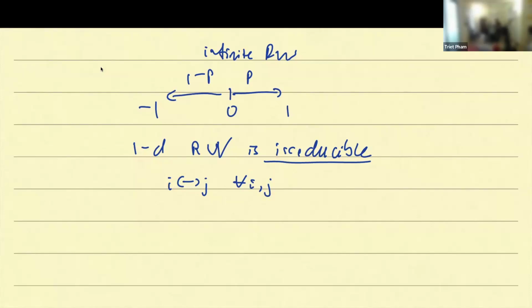Do we need to prove this? If i is less than j, then i can go to j with probability at least P to the j minus i, and j can go to i with probability at least 1 minus P to the j minus i. Meaning you just walk left or walk right, and you will get to the point you want.